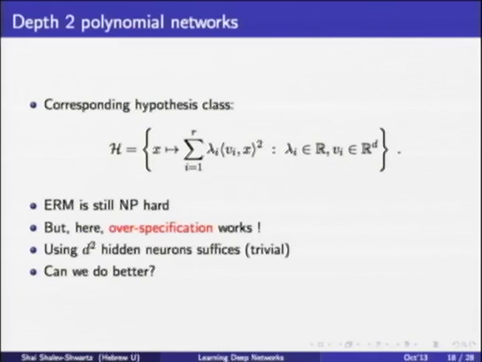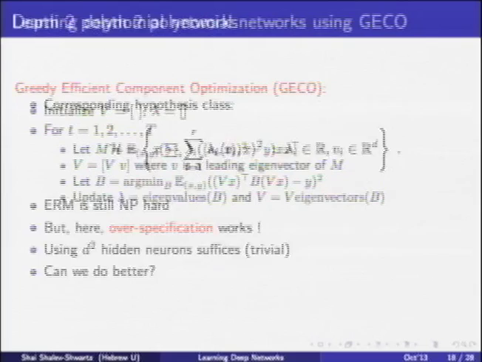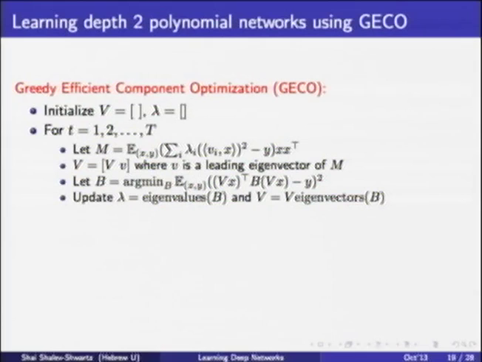But this leads to too large networks. The size of the networks will be d square. The question is, can we do better? So we want something that will be roughly the same order of the number of hidden neurons. So you can do much better by adapting some greedy algorithm. So here is the algorithm. You maintain a matrix V and a vector lambda. The columns of V will be these v_i that define the hidden neurons, and lambda will be the weights of the last layer.